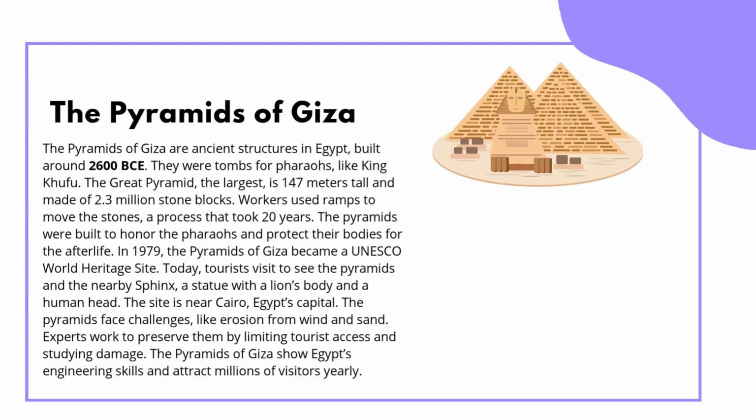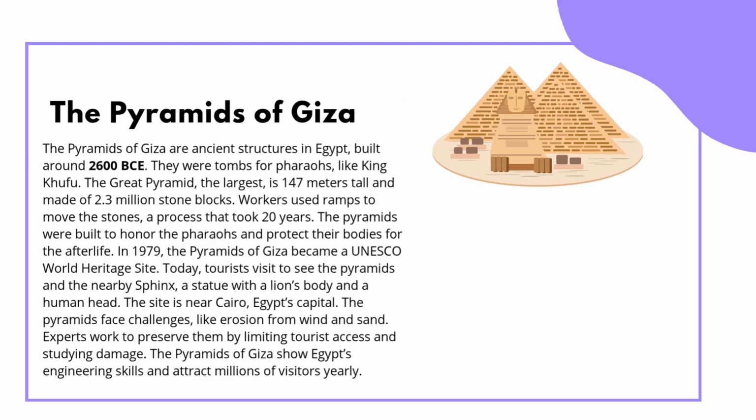In 1979, the Pyramids of Giza became a UNESCO World Heritage Site. Today, tourists visit to see the pyramids and the nearby Sphinx, a statue with a lion's body and a human head. The site is near Cairo, Egypt's capital. The pyramids face challenges, like erosion from wind and sand. Experts work to preserve them by limiting tourist access and studying damage. The Pyramids of Giza show Egypt's engineering skills and attract millions of visitors yearly.